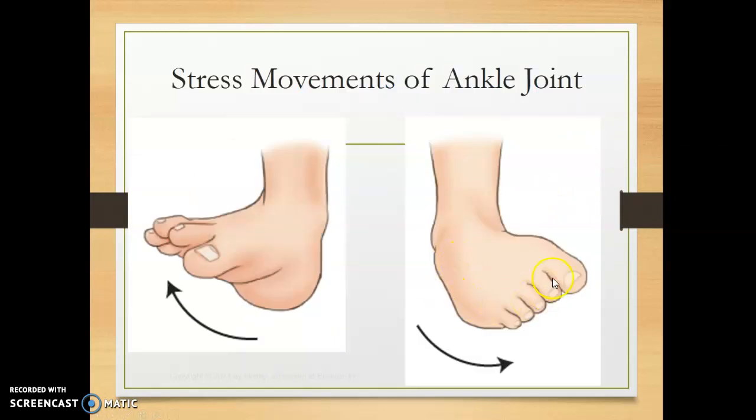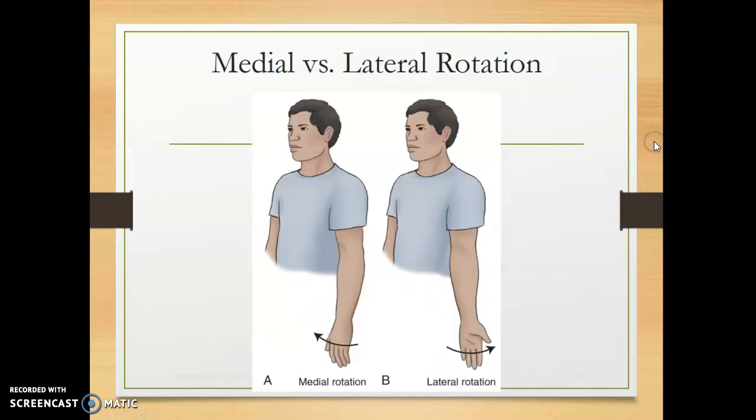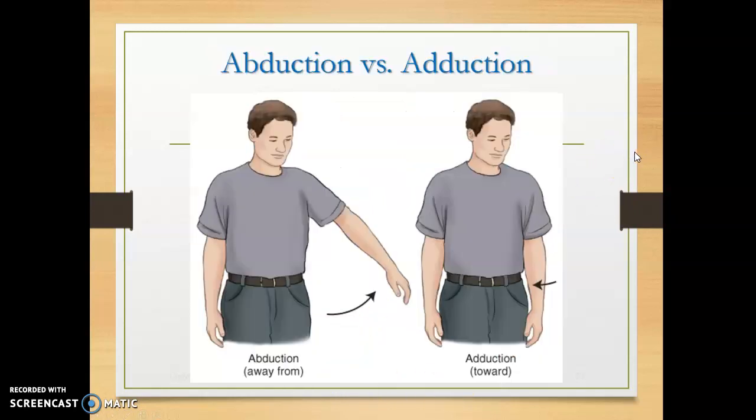Stress movements of the ankle will be either in or out, and the radiologist does these. Medial versus lateral rotation goes back to anatomical position. So when you're in anatomical position, the palm is pointed out. If you move this hand out towards the thumb, that's going to be a lateral rotation. If you move in towards the body, medial rotation.